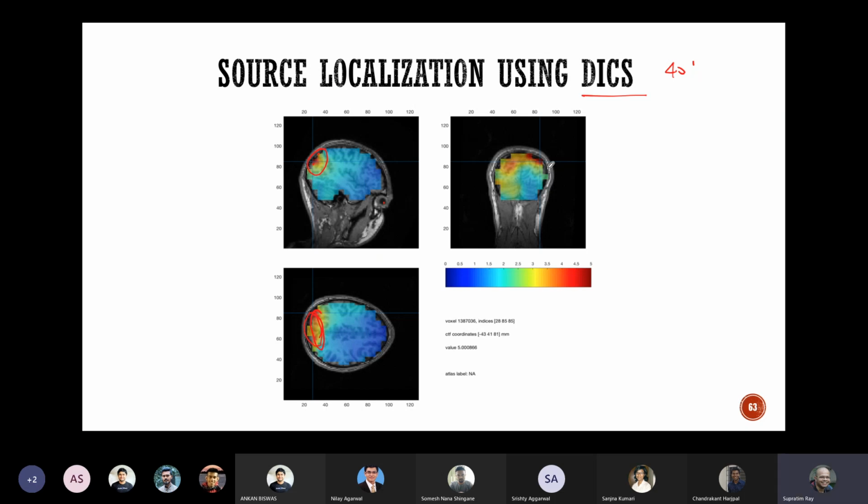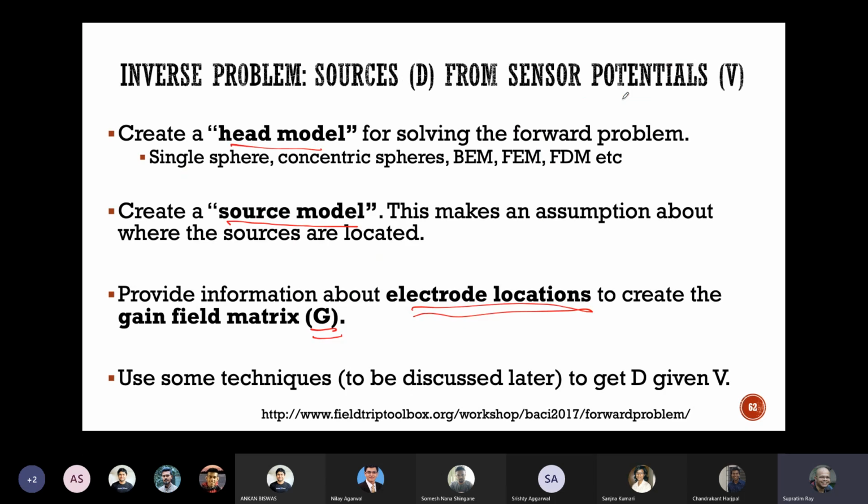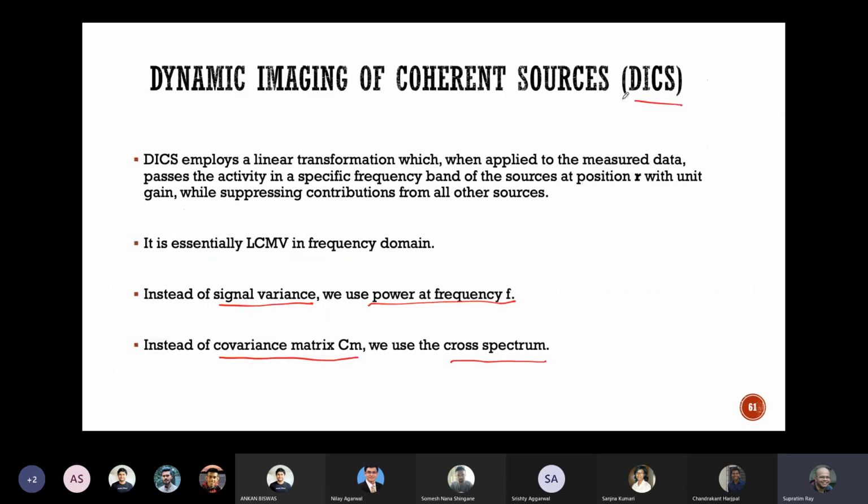Now I could have used Loretta also. I could have used LCMV also. I could have used any of these other methods. They would have all given me a time series back, and I could have computed the Fourier transform and then computed it that way. DICS is a method that allows me to look at it directly. So it's very popular in people who study gamma oscillations and all that. So that's why I wanted to talk about that.